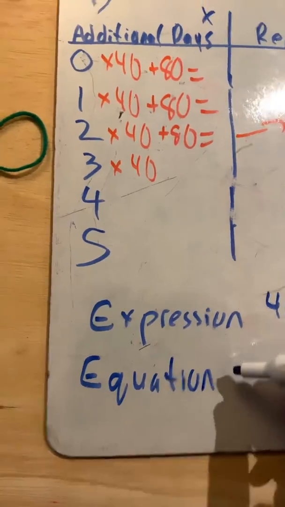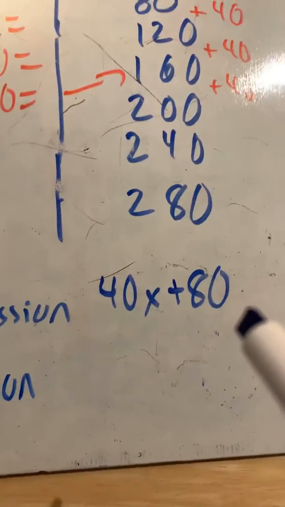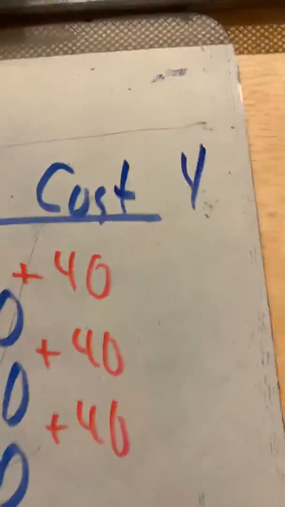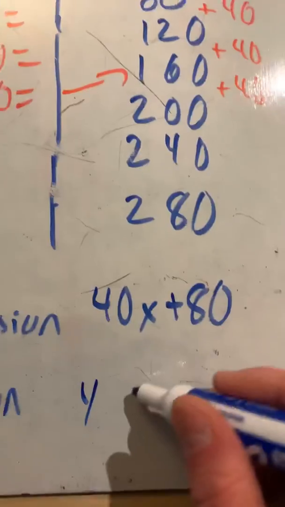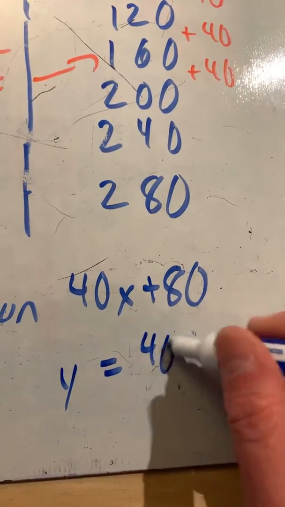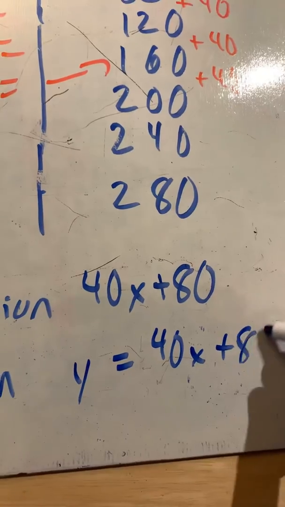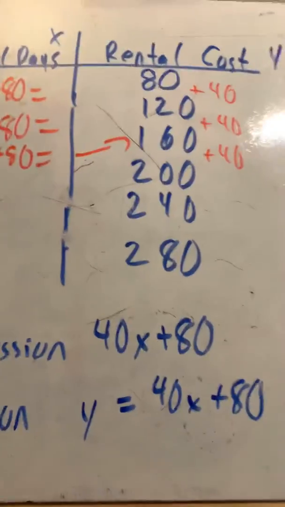And for the equation, we just put on the y part of that. So we still have 40x plus 80, but the y part is the rental cost, so y equals 40x plus 80. And that is how you get the algebra.